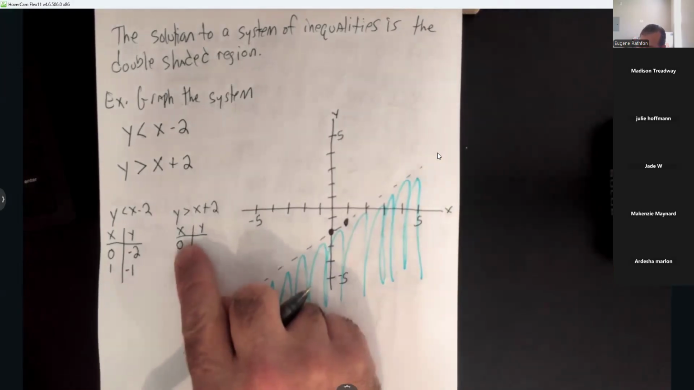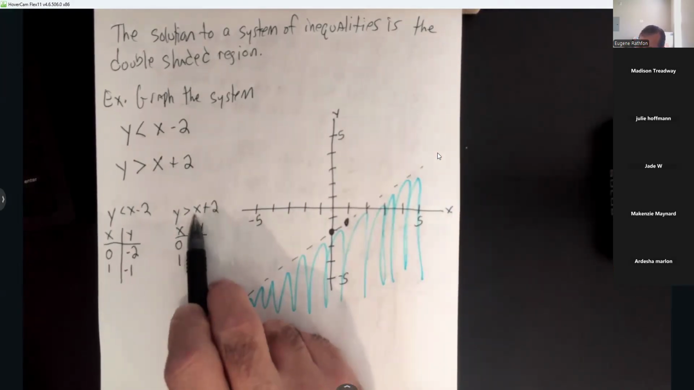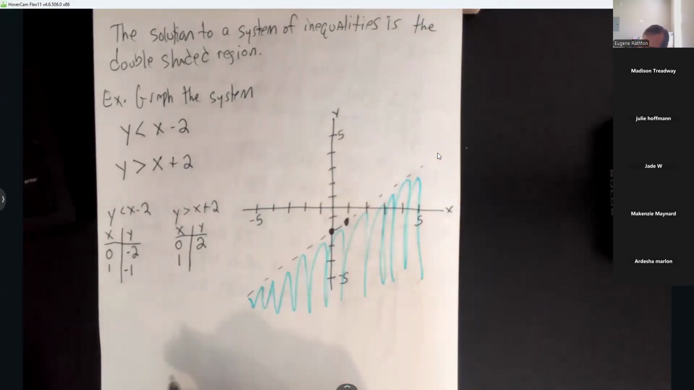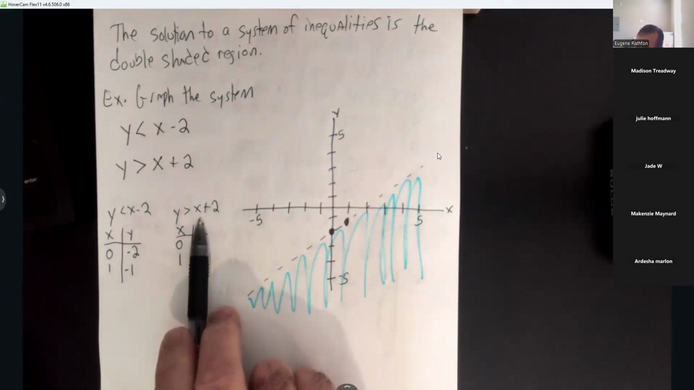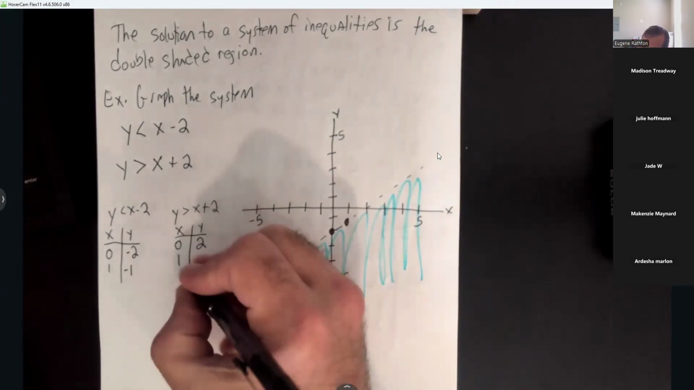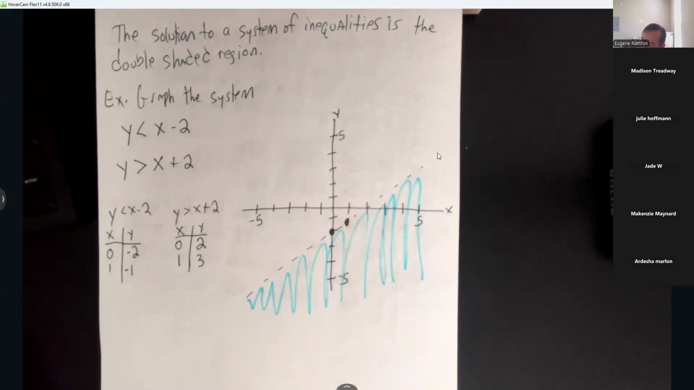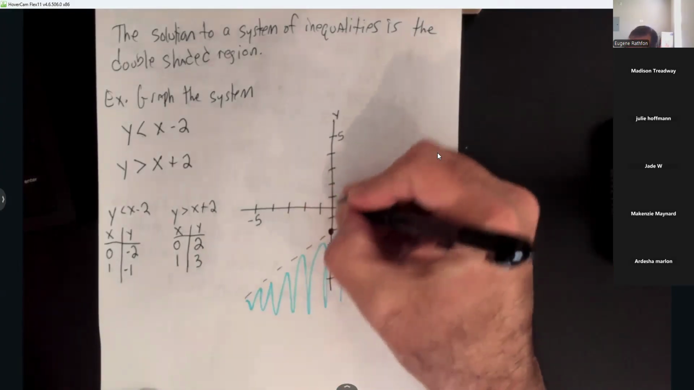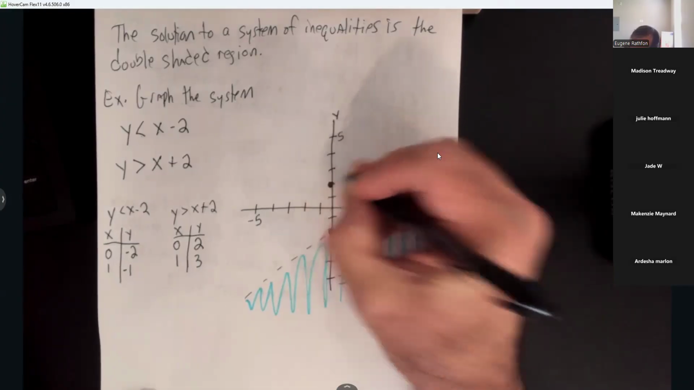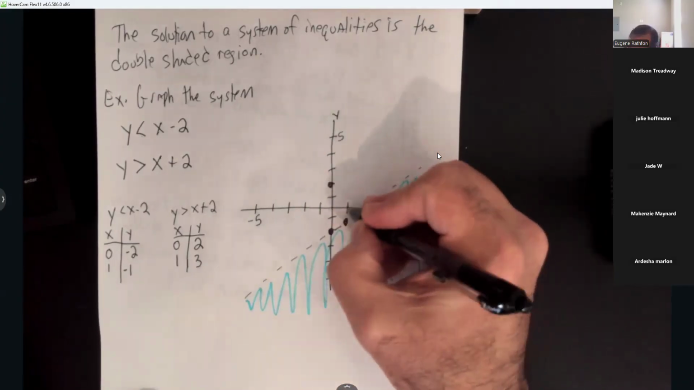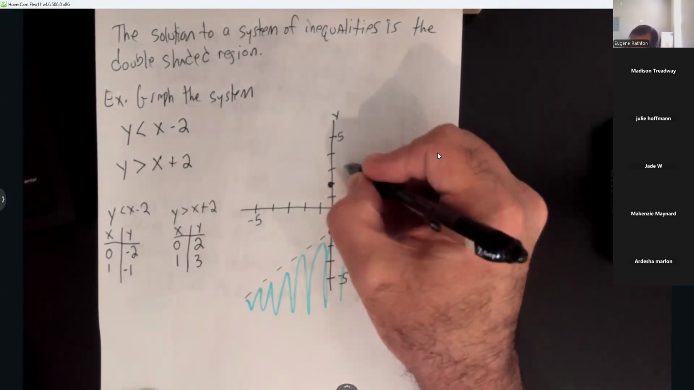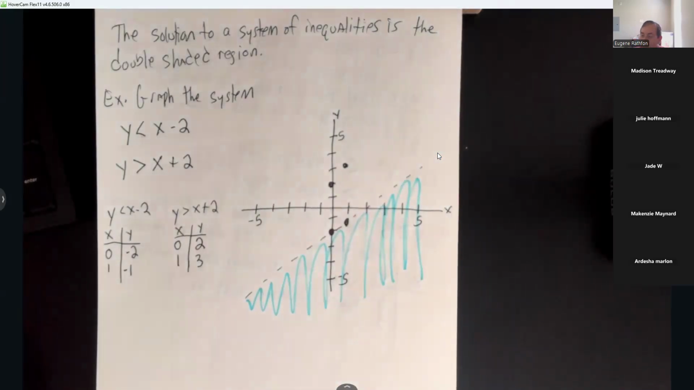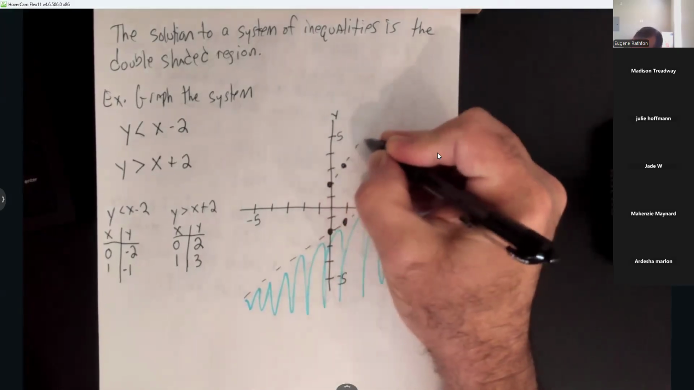So let's do this one now. Let's see, if I put a 0 in for the x, 0 plus 2 is 2. If I put a 1 in for x, 1 plus 2 is 3. All right, y'all, so let's see what I got. I got 0, 2, and then I got 1, 3. All right, that'd be a dashed line also.